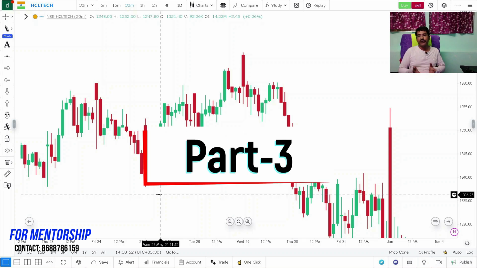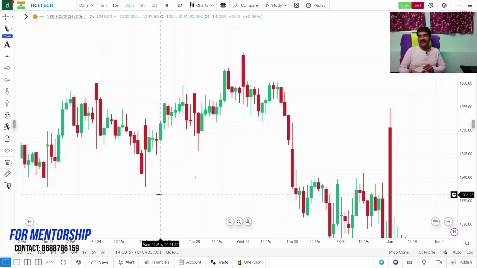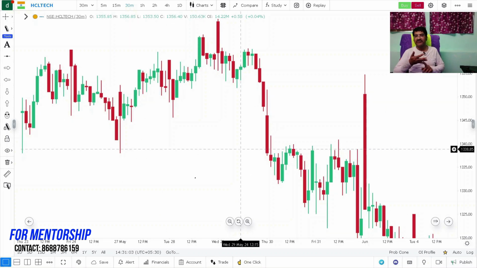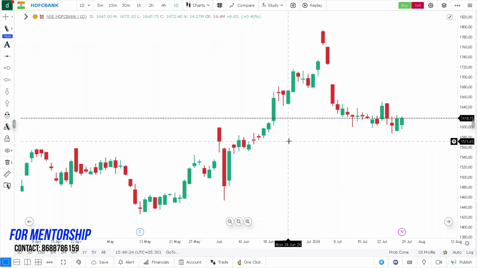Now in the third part, we are going to understand types of ranges and how this can impact our profit taking in intraday. So let's take one example. There are 3 types of ranges. First, narrow range, medium range, and high range. How do we even know whether the first 1 hour is a narrow range or medium range or high range? So for that, we are taking another example, HDFC Bank here.